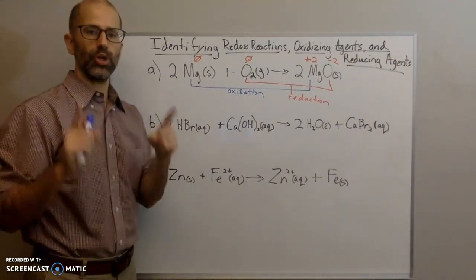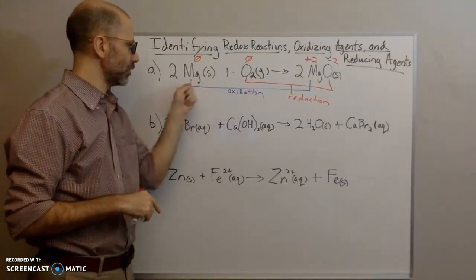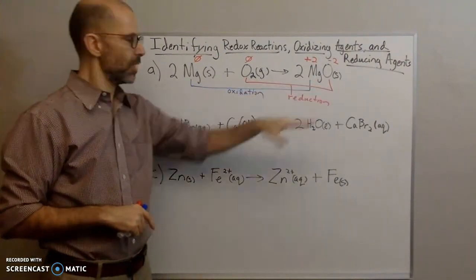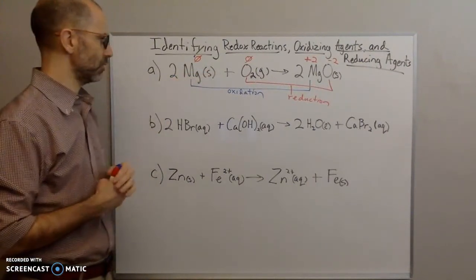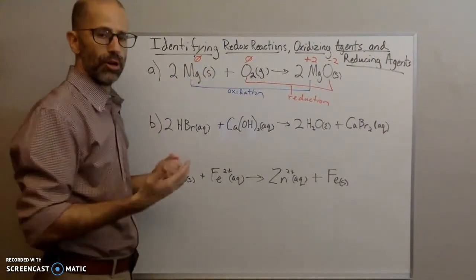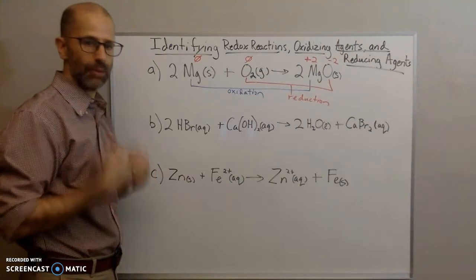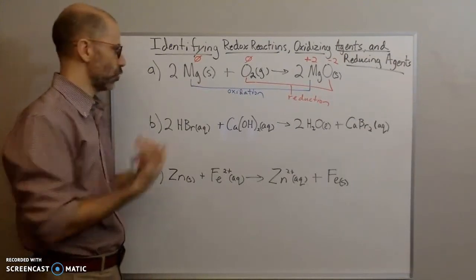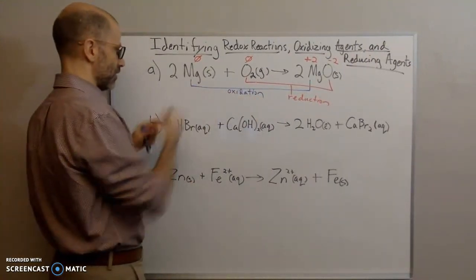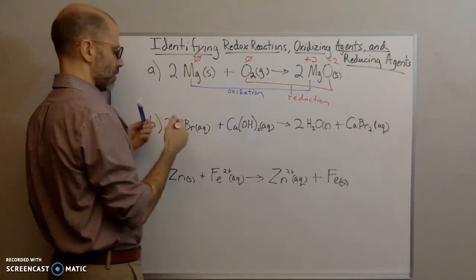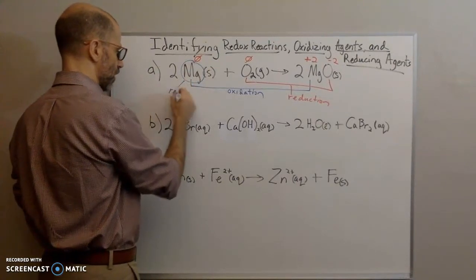Now let me specify this. The word reagent refers to reactant. So we're only looking at the reactants, not the products. So which of the reactants is the reducing agent? Remember, whatever agent you are, the opposite happens to you. So if I'm the reducing agent, then I'm being oxidized. So what got oxidized? Magnesium. So since magnesium got oxidized, this reagent is the reducing agent.